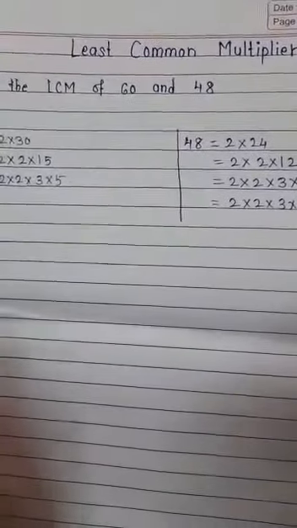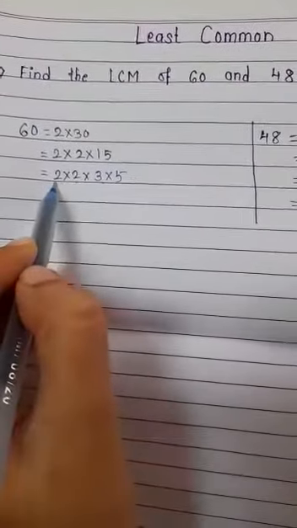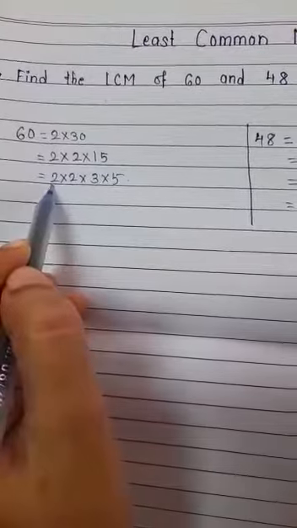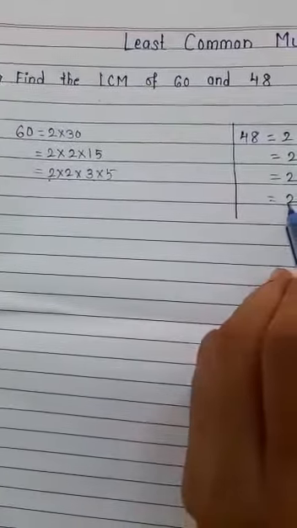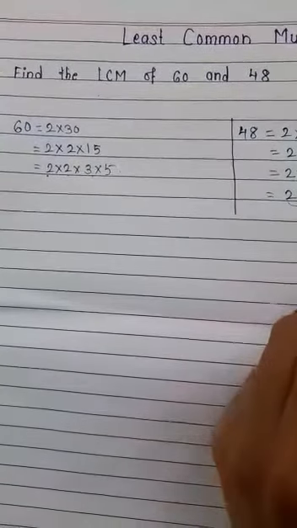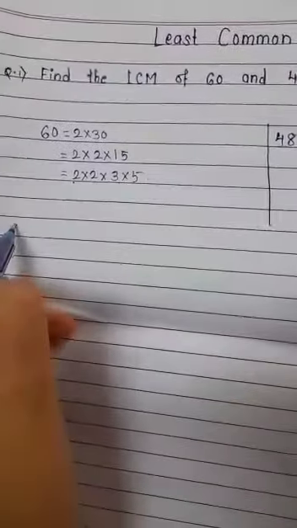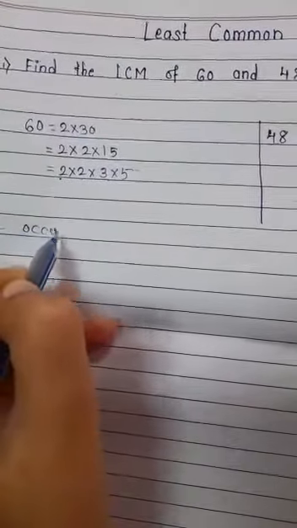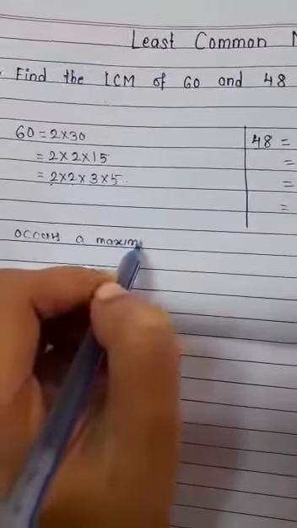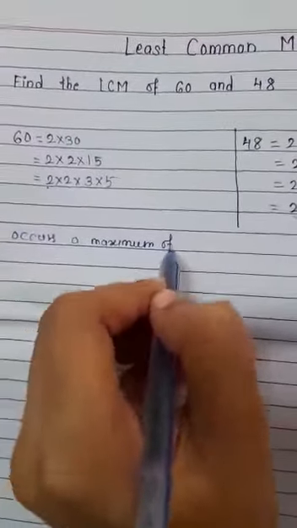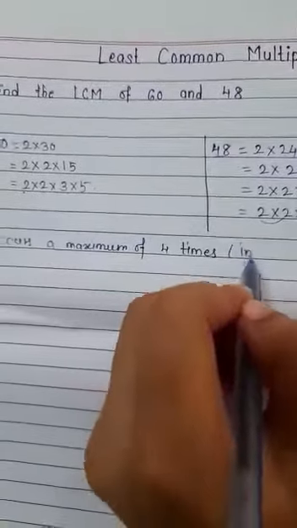Now see here, 2 occurs a maximum of 4 times in 48. So here you have to write that 2 occurs a maximum of 4 times in 48.